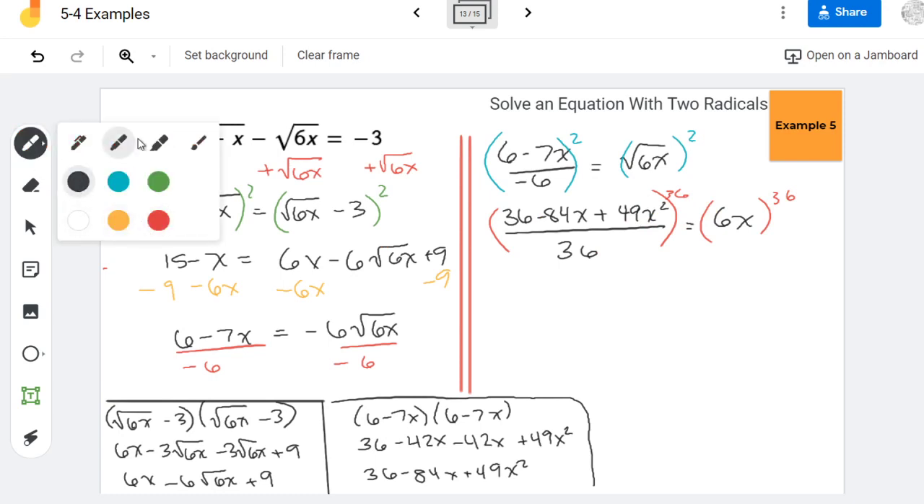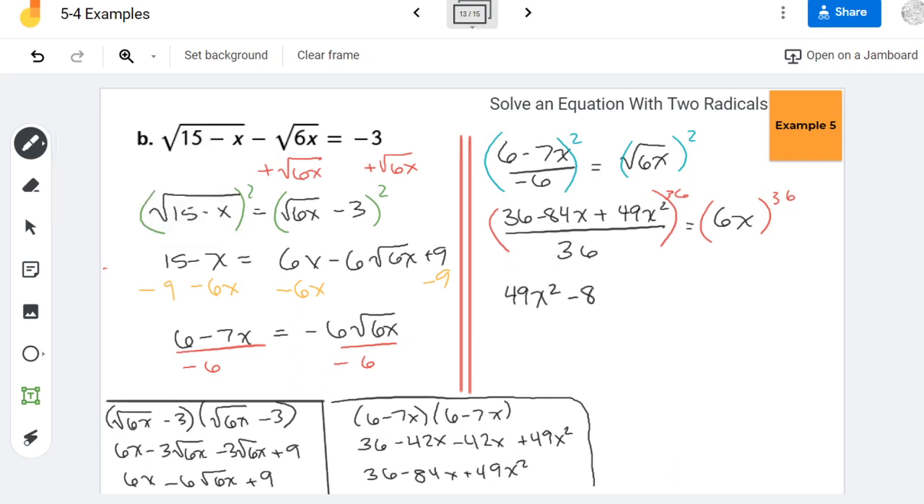Now the thing is these are some pretty large numbers. When I go to multiply by that 36, I'm also going to write this top part in descending order. So I'm going to put the 49x squared first. Right? Because if we go to factor, which y'all know you want to factor, we need it to be in that counting order. All right, so 36 times 6 is 216.